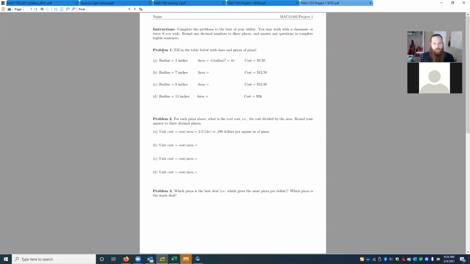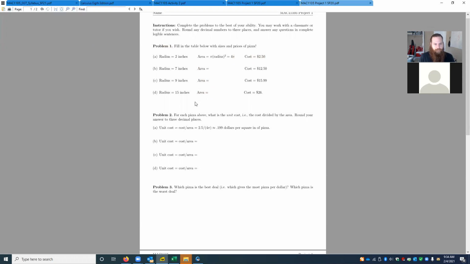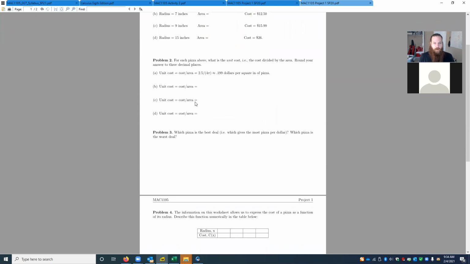On problem 1, I just want you to fill in the area blanks. Compute pi times the radius squared for each of these, and you can leave pi as pi. Follow the example that I did in part A. In problem 2, I want you to calculate the unit cost. This is a really important thing if you want to be a smart shopper, a thrifty spender in general. Rather than looking at overall prices, you should look at the price per unit of stuff you're buying, like the price per pound or the price per ounce.